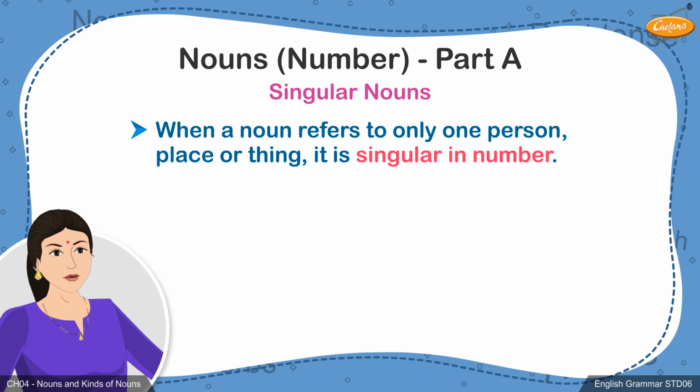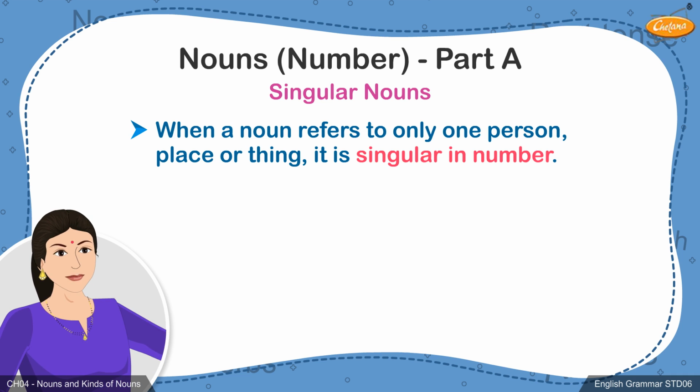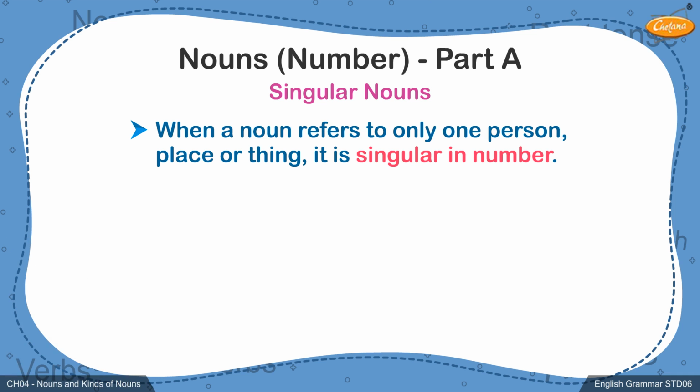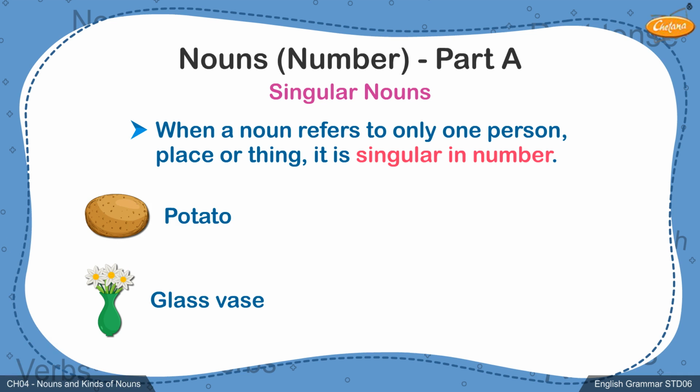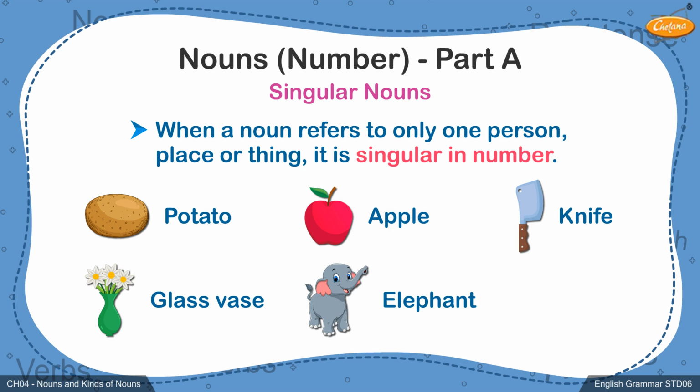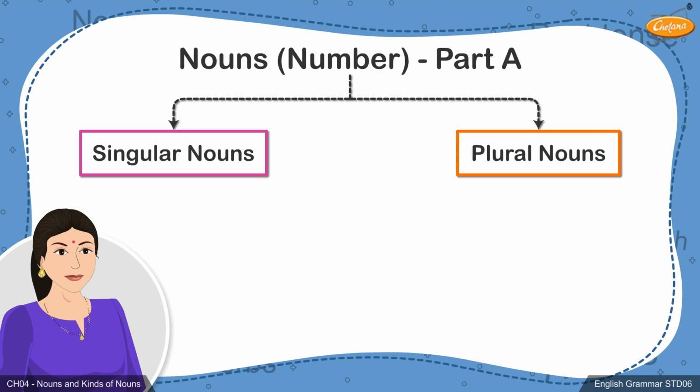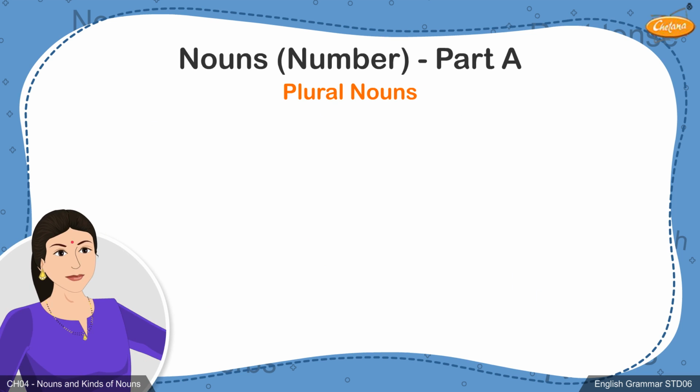When a noun refers to only one person, place or thing, it is singular in number. For example, potato, glass vase, apple, elephant, knife, pen. Here, we are only referring to one of these objects. Hence, these nouns are singular in number. Next, we will learn about plural nouns.